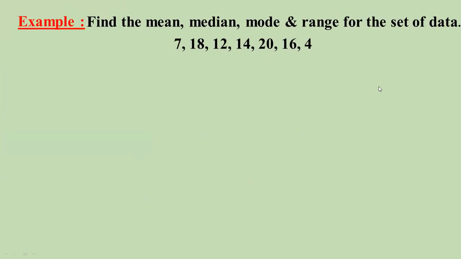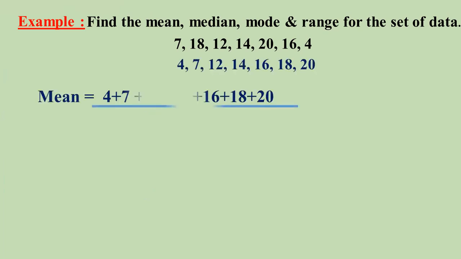In another example, find the mean, median, mode, and range of the given data. So first, we will arrange this data in ascending order. And after arranging, we are going to add the whole numbers and divide by the count, which is 7. That gives us the value 13 as our mean or average.